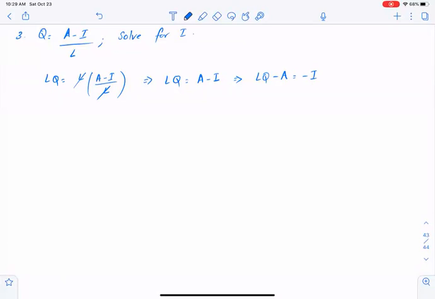But we want to solve for I, so I'm going to multiply both sides by -1. So negative LQ, negative times negative A is positive A, would equal -1 times negative I, positive I, which would imply I is equal to A minus LQ.